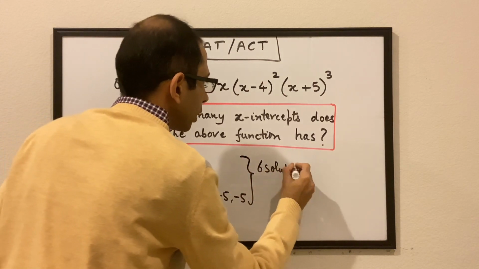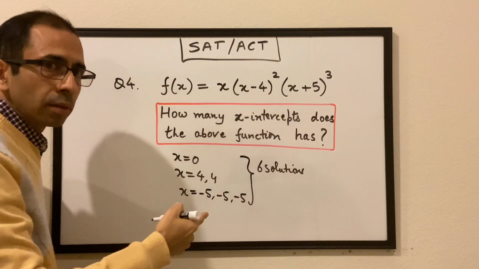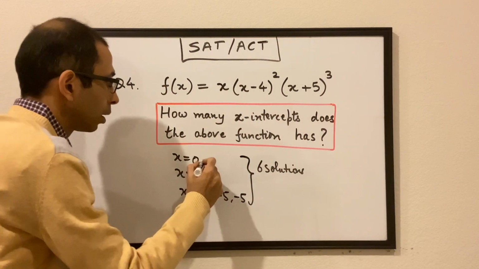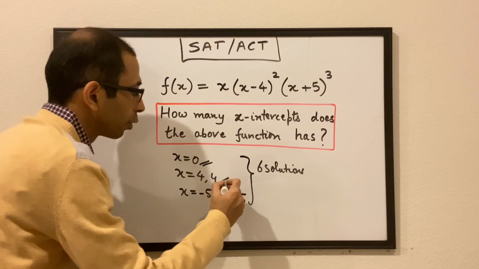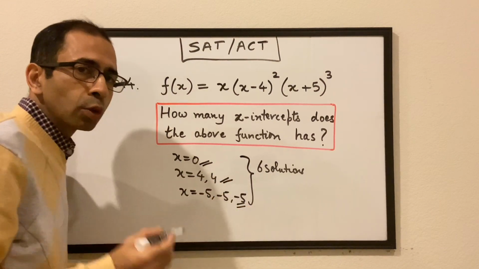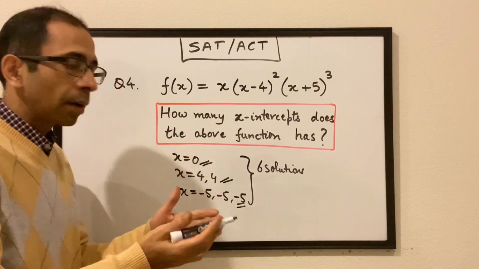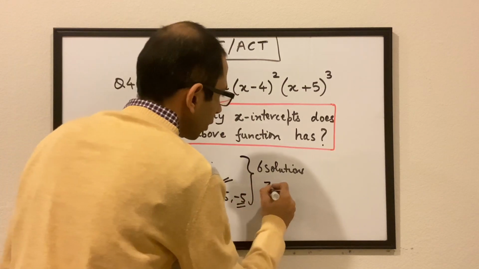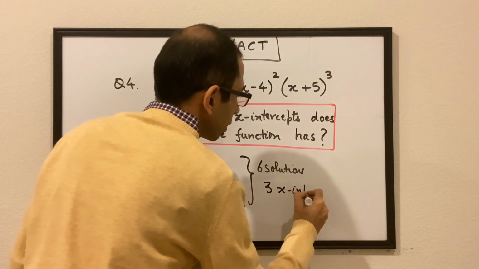But what are they asking for? They are asking for the x-intercepts. Right? How many unique x-intercepts are there? You have 0, you have 4, and you have -5. So as far as the x-intercepts go, we have only 3 x-intercepts. We have only 3 x-intercepts.